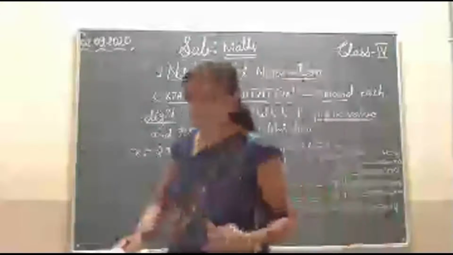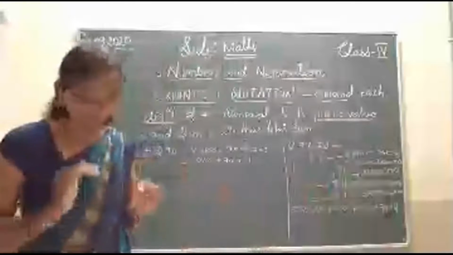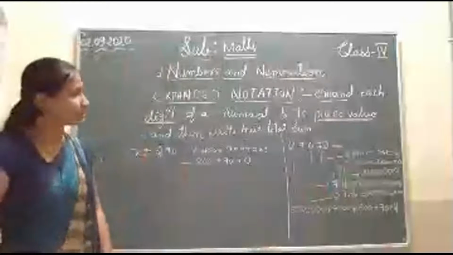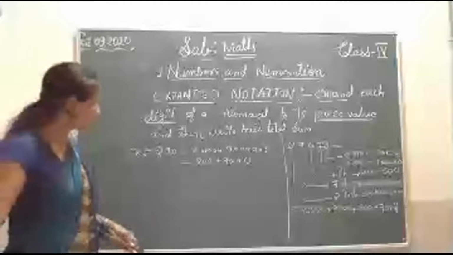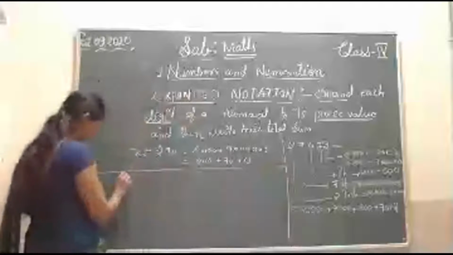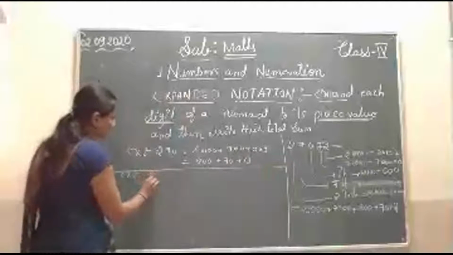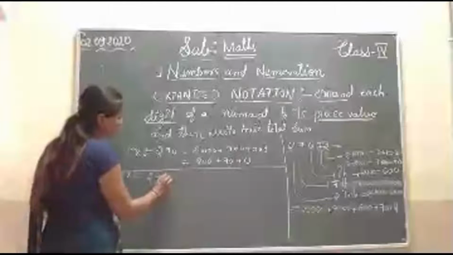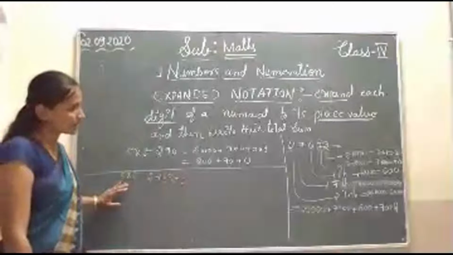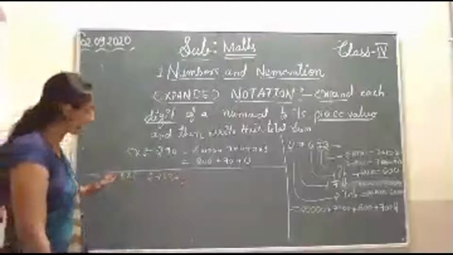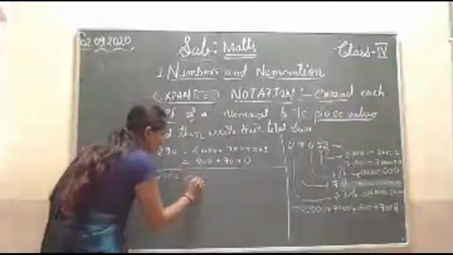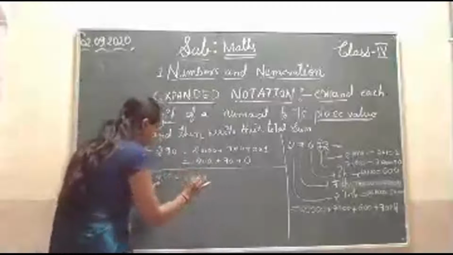Students, expanded form and expanded notation are both the same, but here three ways are given. I am showing two examples, and again one more example. The next example is 2760. In expanded form you use the three steps. Now I will show it in three steps.